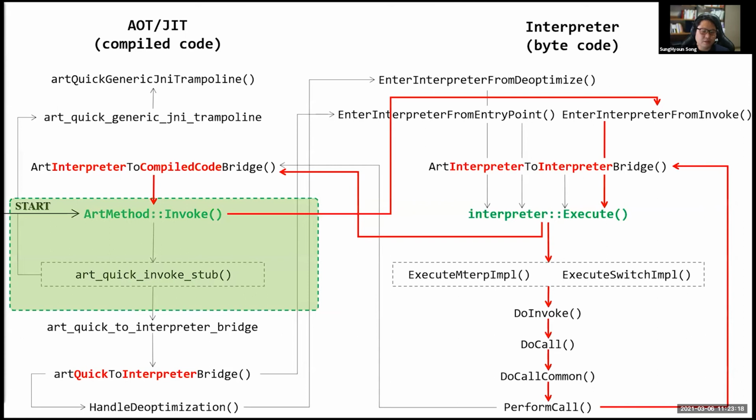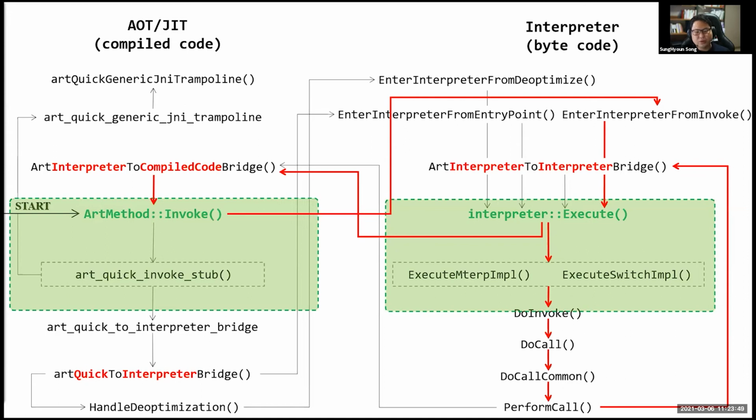The first part is compiled code, which calls the art_quick_invoke_stub function through the Invoke function in ART method. This function invokes and executes the compiled code. The second part is the bytecode, which calls the ExecuteMterpImpl or ExecuteSwitchImpl function through the interpreter's Execute function. This function converts bytecode into native code and executes it. All the information required to execute the app goes through these two parts.